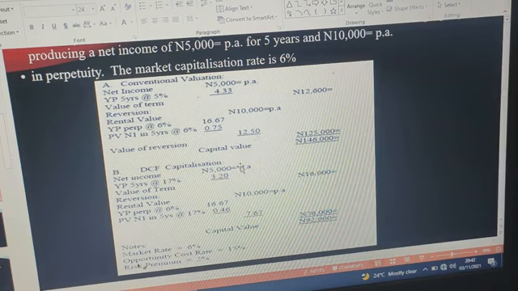B. DCF capitalization. Net income N5,000 per annum. YP 5 years at 17%, 3.20. Value of term N16,000. Reversion. Rental value N10,000 per annum. YP in perpetuity at 6%, 16.67. PV N1 in 5 years at 17%, 0.46. x 7.67 equals.